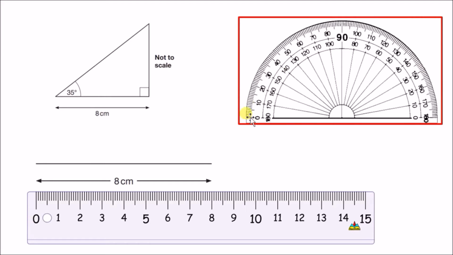It doesn't matter if it goes from 0 to 180, but it's good if you have a double-sided one. So you've got 0 to 180 on this side and 0 to 180 on this side. Trust me, it makes it a lot easier.